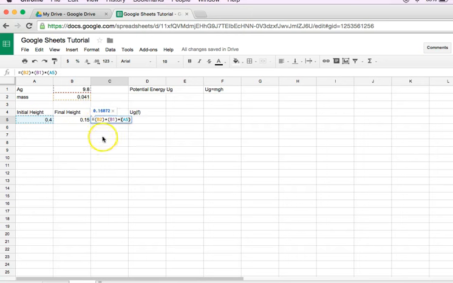That's going to be really important. Otherwise, it will mess up your calculations. Okay? When you're ready, hit enter. I got 0.16072 as an initial potential energy.